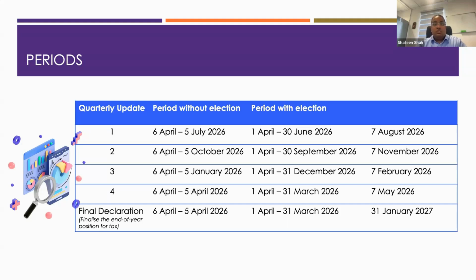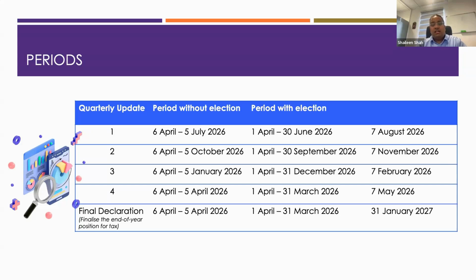We then go into the second quarter, which is for the period 6th April to 5th of October 2026. Or with the election, you'd go for the 6 months from 1st of April to 30th of September. So it's a cumulative number that then needs to be submitted again 5 weeks later, by the 7th of November 2026. Similarly, quarter 3 will be a 9-month period to be submitted by the 7th of February 2026. And the fourth quarter, which is for the entire year, by the 7th of May 2026. With the final declaration for the 6th of April to 5th of April 2026, or the 1st of April to 31st of March 2026, needs to be submitted by 31st of January 2027.